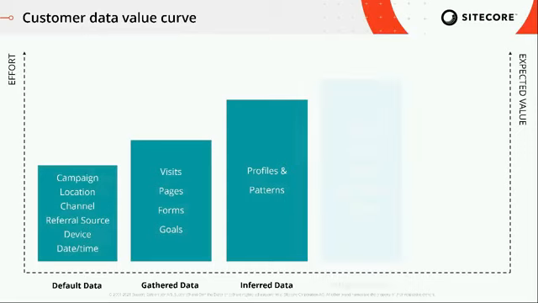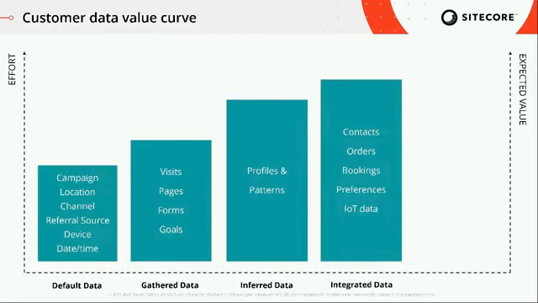And the next is integrated data, where a customer has given you explicit permission to use their personal data to improve their experience. You might use things like past purchase history or CRM data to provide an extremely tailored experience to them. Typically, this occurs after identification through a form or a login.